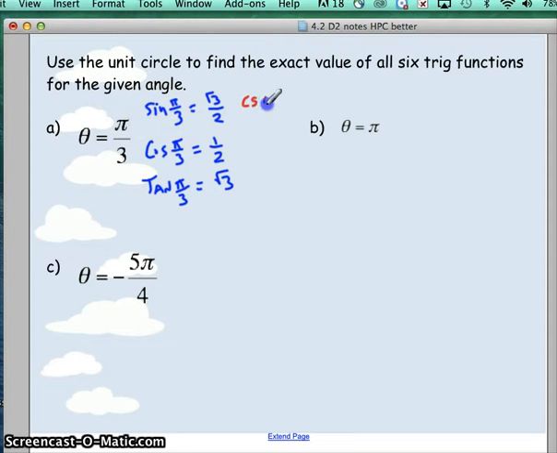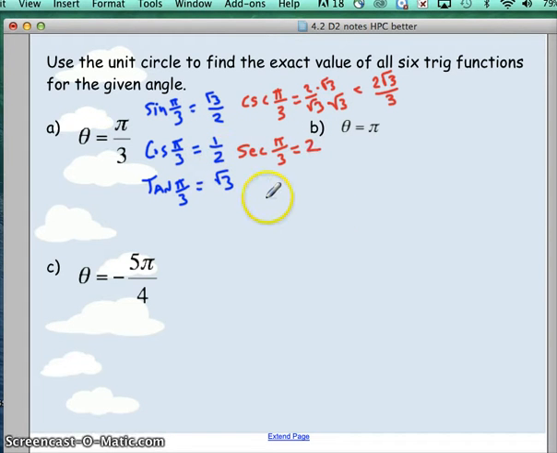Cosecant is the reciprocal of sine. So cosecant of pi over 3 would be, when you flip this fraction, 2 over radical 3. But we would have to rationalize the denominator by multiplying by radical 3 on top and bottom. So we would end up getting 2 radical 3 over 3. Secant and cosine are reciprocals. So secant of pi over 3 would just be, when you flip this fraction, 2 over 1, which is 2.